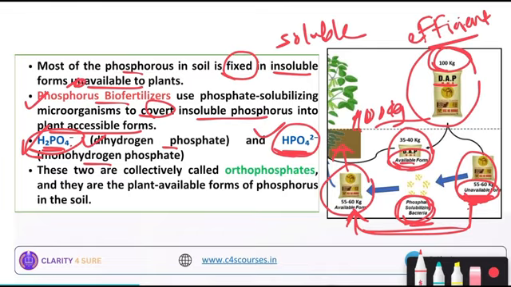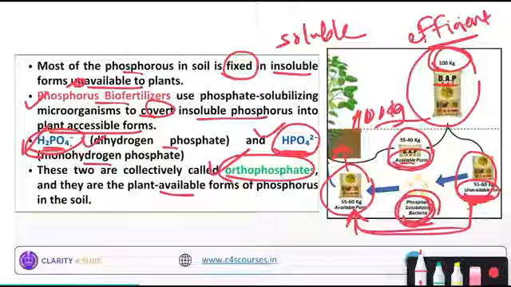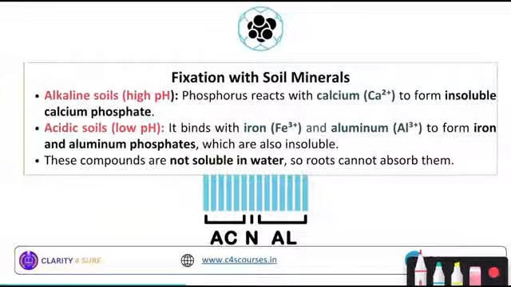Okay, and for these two forms, we use a collective term for both: orthophosphate. So H2PO4 and HPO4 are collectively called orthophosphate, and they are the ones which are available. In short, our motive, or what the phosphorus solubilizing bacteria are going to do, is solve our problem by converting this unavailable phosphorus into available phosphorus. Let's see how they are going to do this job for us.